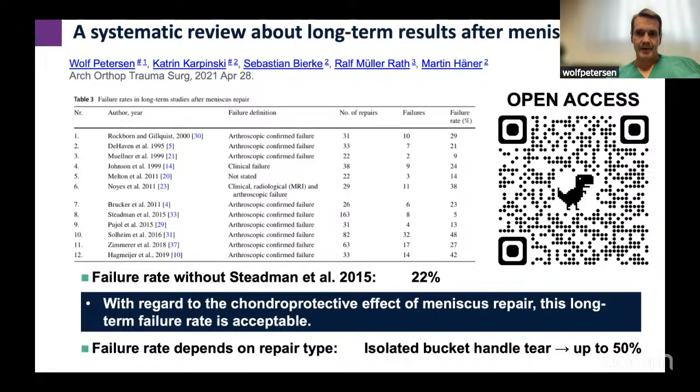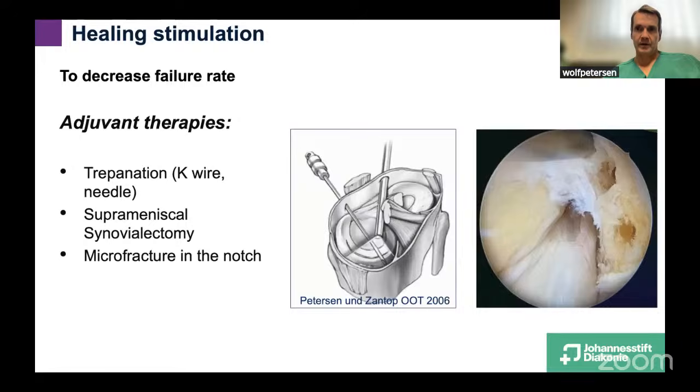What we also found is that the failure rate also depends on the repair type. So the highest failure rate was observed in patients with isolated bucket handle tears. There, the failure rate was up to 50%. Therefore, in these tears, we have to be very careful with our indication.